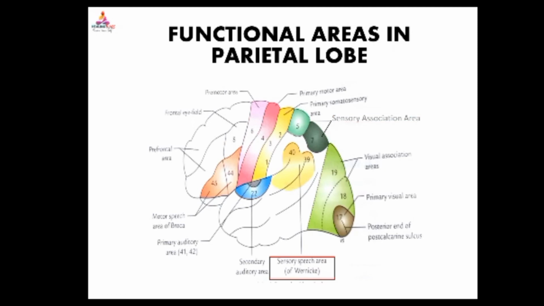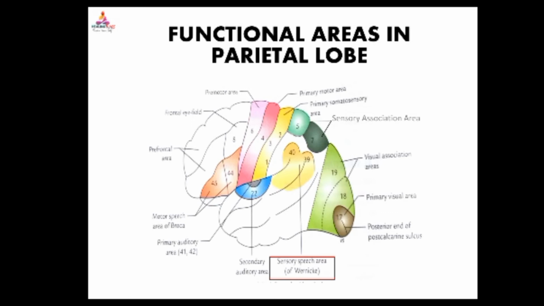Next is the sensory speech area of Wernicke, that is, areas 40 and 39. The sensory speech area is located in the left dominant hemisphere, occupying the posterior part of the superior temporal gyrus of the temporal lobe and the angular gyrus, area 39, and supramarginal gyrus, area 40, of the inferior parietal lobule.